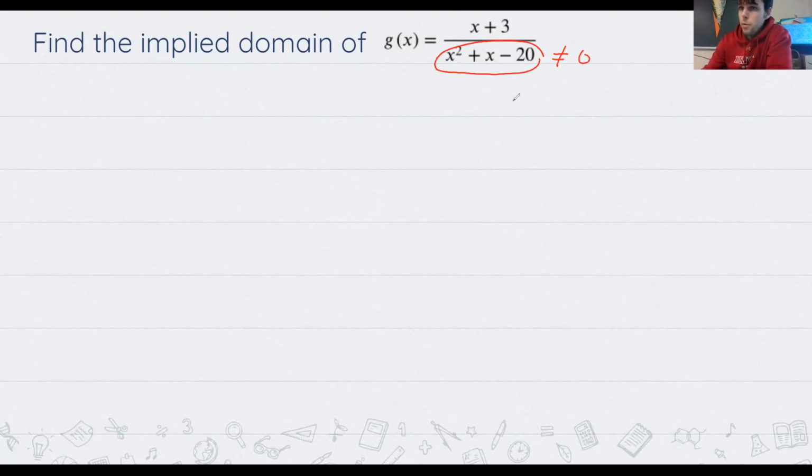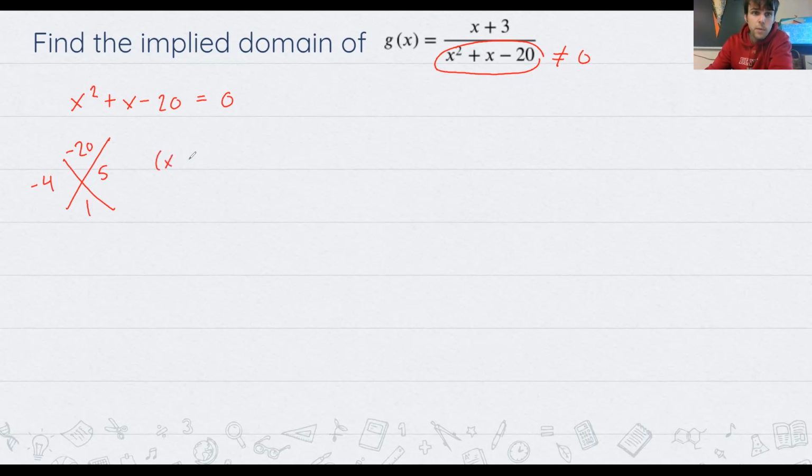So we have to figure out what values of x would cause the denominator to equal 0? We actually just have a simple quadratic equation to solve. We can solve this however we want: factoring, quadratic formula, completing the square, whatever. I'm going to go ahead and use factoring. We need two numbers that multiply to -20 and add to be 1, which is -4 and +5, which means that this quadratic factors as (x minus 4)(x plus 5).